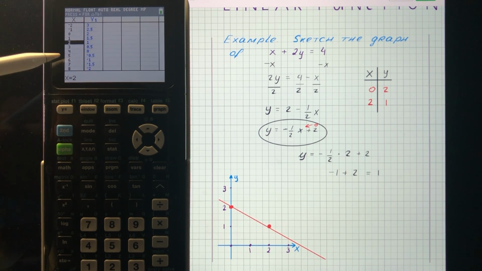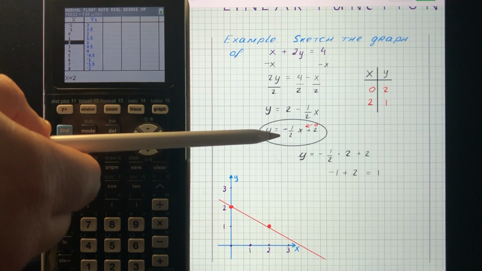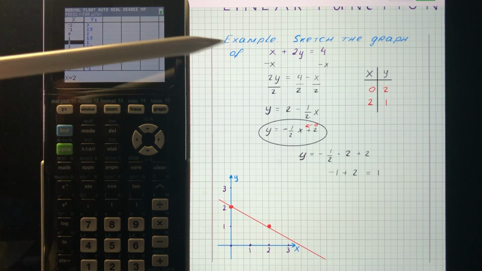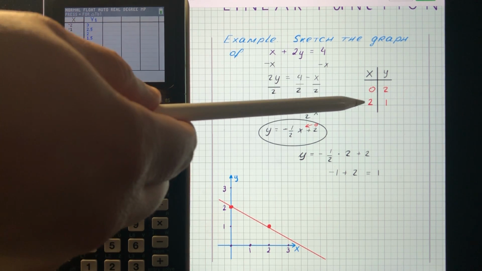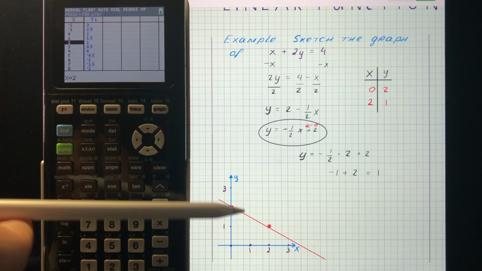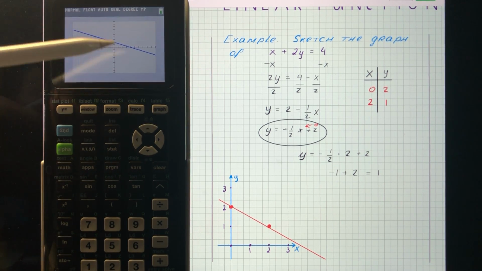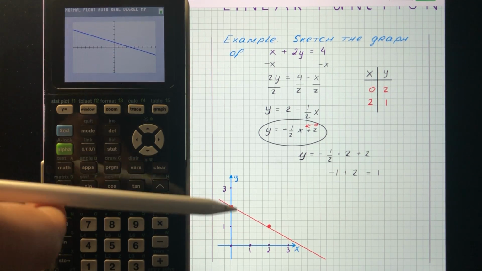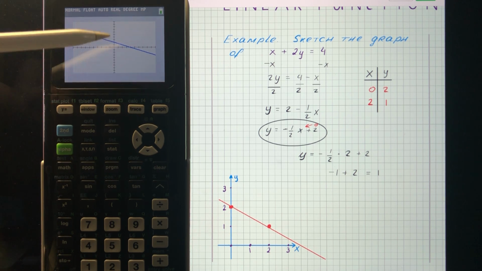This shows that the equation we typed in, this equation, goes through exactly the same points that we have collected, which means this graph and this graph are exactly the same because they went through exactly the same points. And this is how we can use the calculator to check our work.